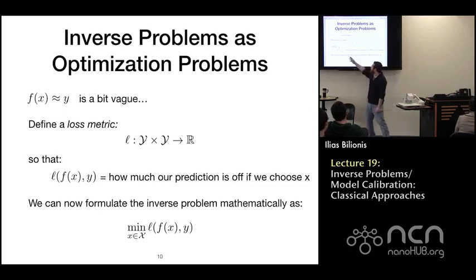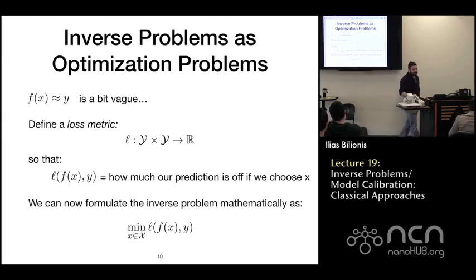So you're going to have to quantify this. Of course you can, I mean, there are many ways to do that. Okay, and it is a very subjective thing. Then the inverse problem can be posed mathematically as an optimization problem. And the problem becomes: find the x that minimizes your loss. Okay? So you minimize your loss over x.